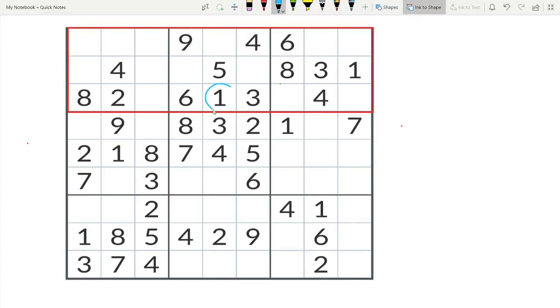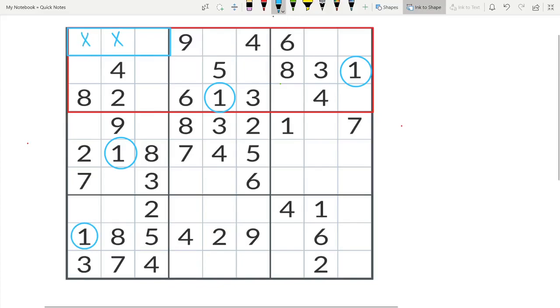I see a number 1 for the bottom row and for the middle row. So the possibilities for number 1 for the top row have to be one of these 3 cells. Now I see a number 1 in this column, so that makes this cell not an option for number 1. Another number 1 over here, so number 1 cannot come in this cell as well. So the only option for number 1 for the top row has to be this cell.